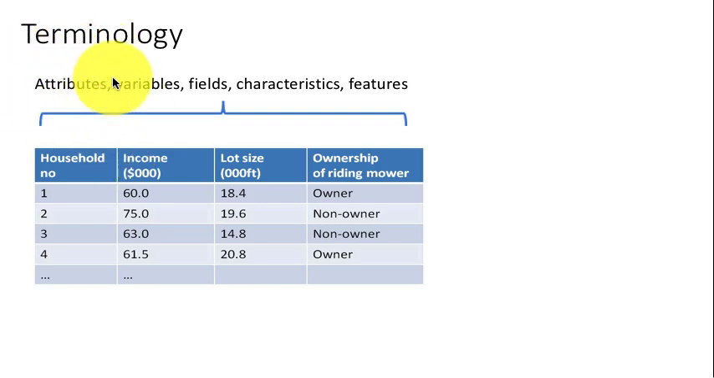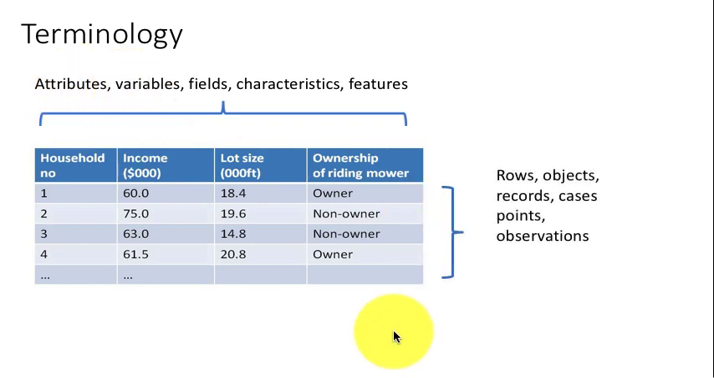Most of the time, I will try to use the term attributes. Sometimes I might use the term variable. These other three terms I probably will not be using. So most of the time I'll say attribute, sometimes I might say variable. So that's what a column is.